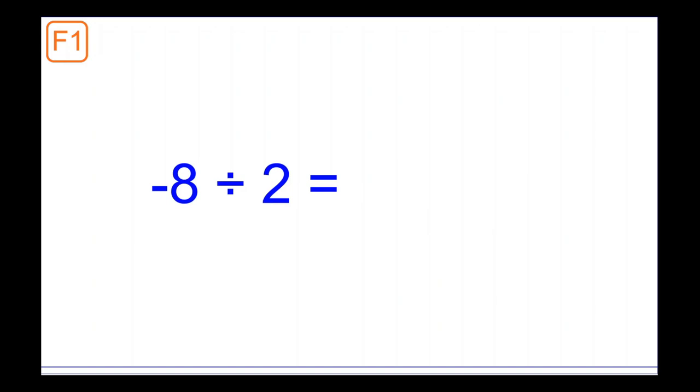In this example, you can imagine 8 negative counters being divided into 2 equal groups, so there must be 4 negative counters in each group.